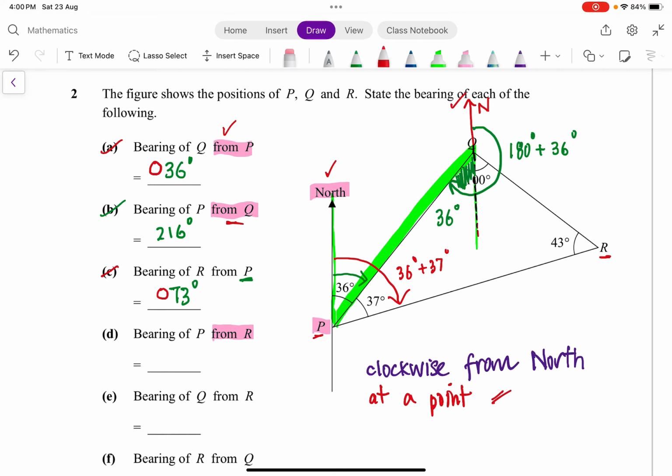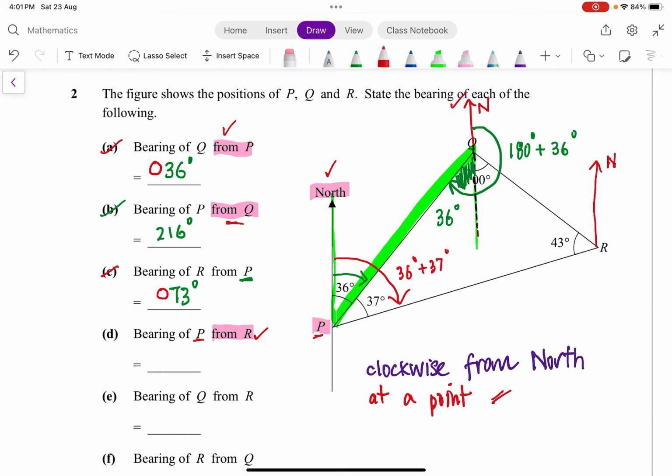Now let's take a look at part D. Part D says bearing of P from R. So now we have a new point, which is from R, which means I will need a north line from R. So I'm going to draw the north line from R, which is here. Bearing of which point? Bearing of P, isn't it? So it's bearing of P.